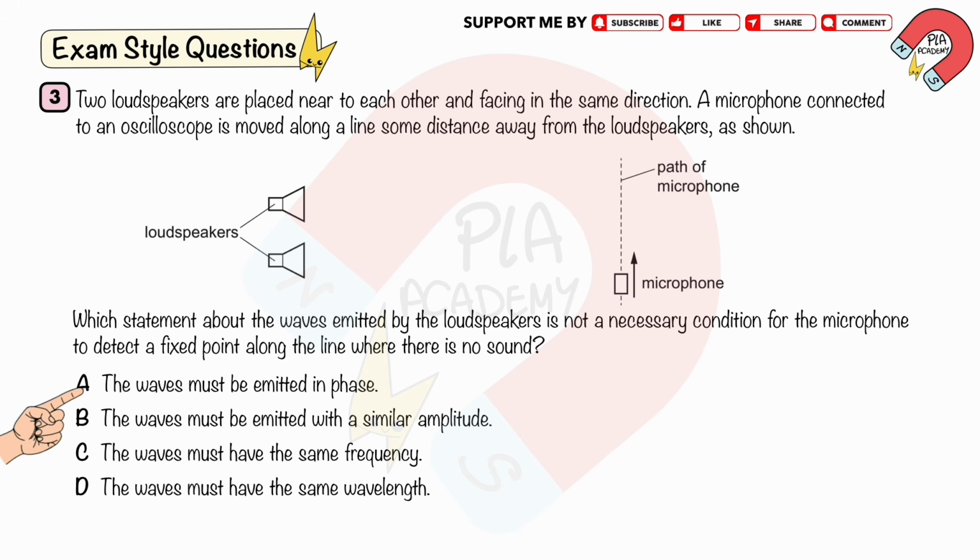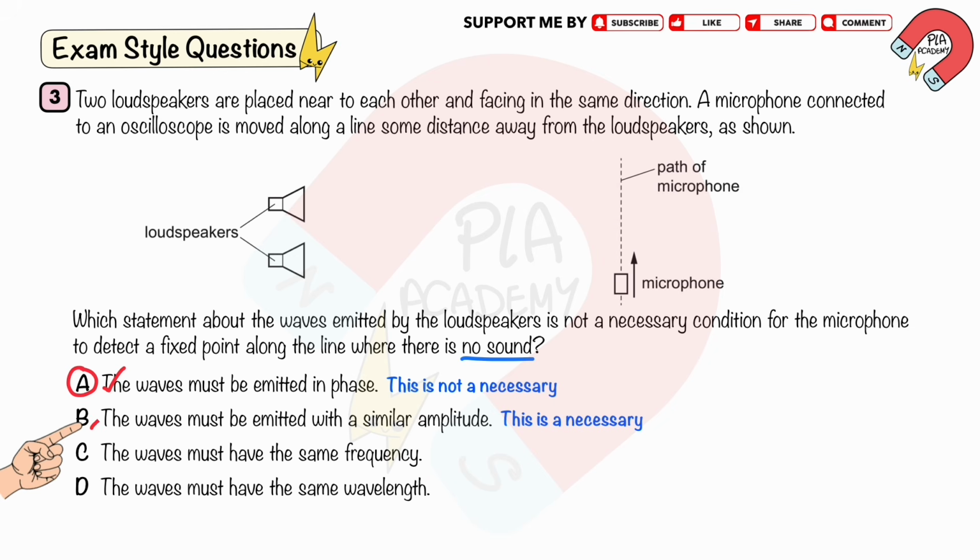Choice A. The waves must be emitted in phase. This is not necessary, because interference can occur if the waves are emitted out of phase. Choice B. The waves must be emitted with a similar amplitude. This is necessary, because we need to detect where there is no sound, which means completely destructive interference.